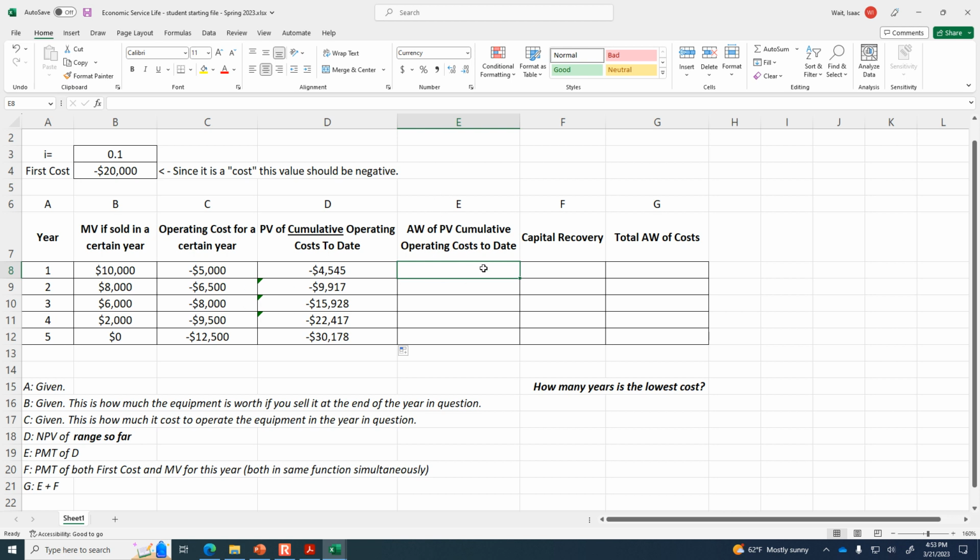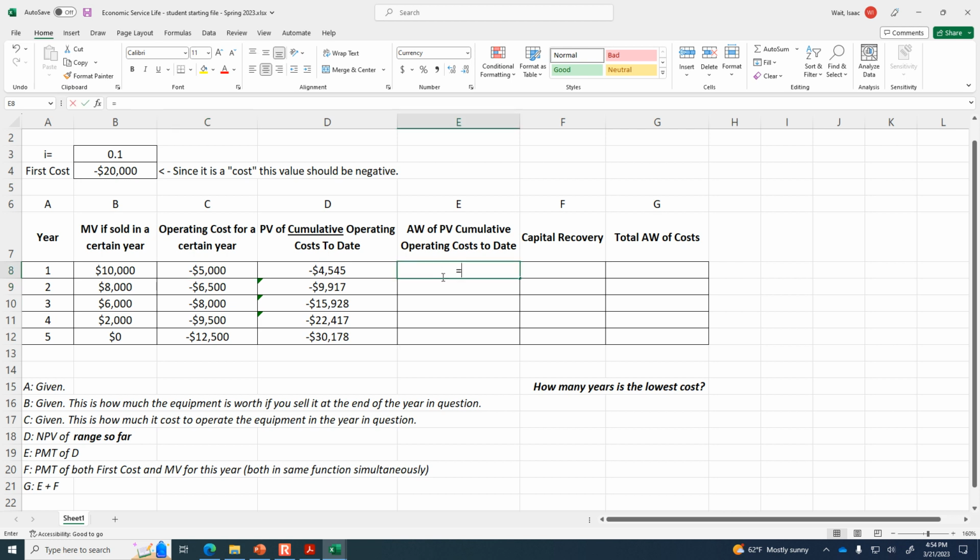Because what column E is basically saying is, what if you know these are going to be the operating expenses, but you don't want to have a different amount every year? You just want to pay the same amount every year. What should that amount be? That's what we're going to calculate in column E.